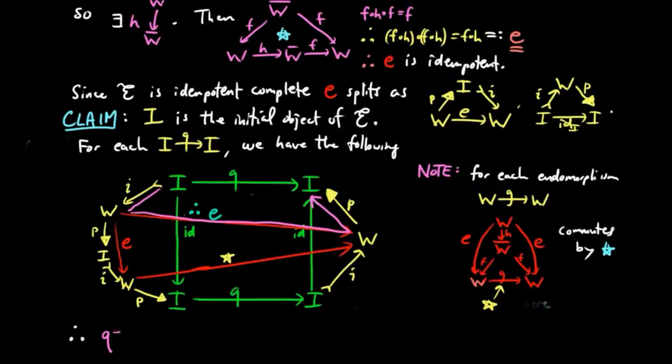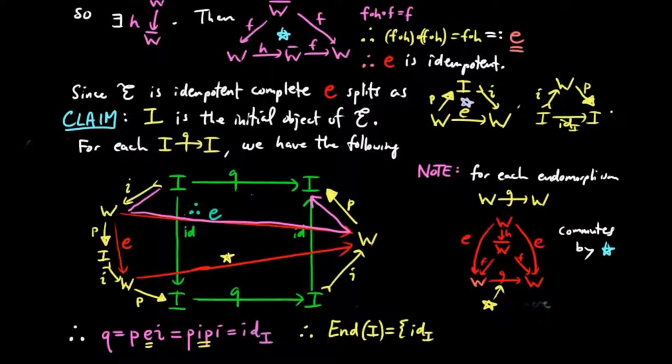Therefore, Q is equal to PEI by the commutativity of the top quadrilateral, and this is equal to PIPI by substitution of E by its splitting pair IP. And then since PI is the identity on I, this is equal to the identity on I, which shows the monoid of I endomorphisms is trivial. In other words, it only contains the identity on I.